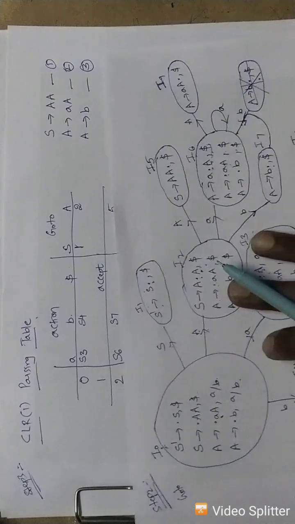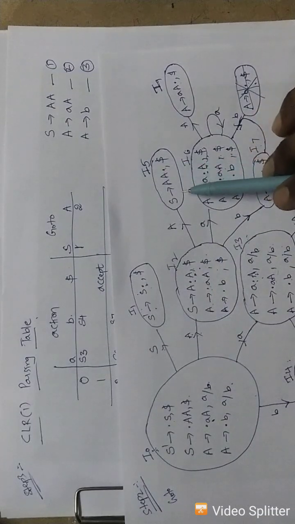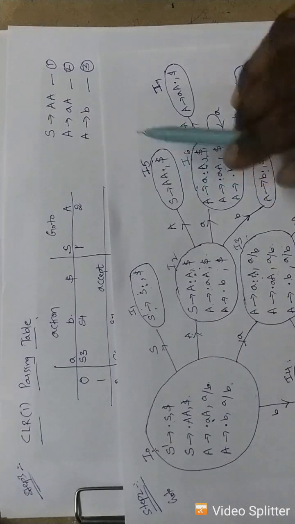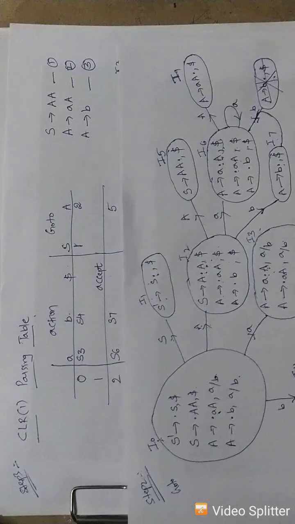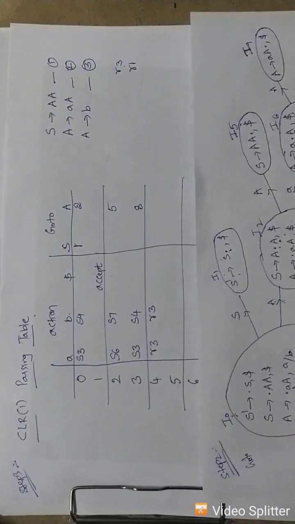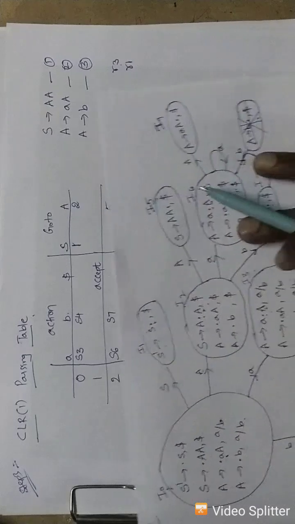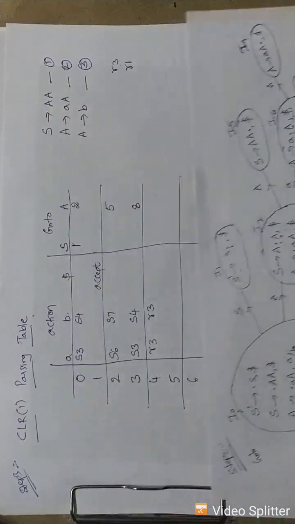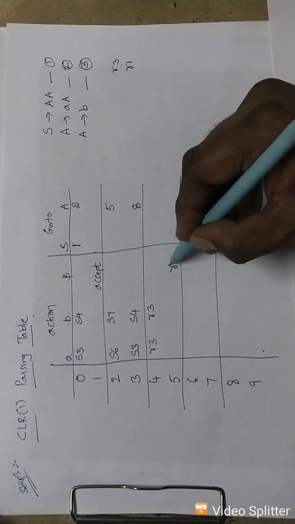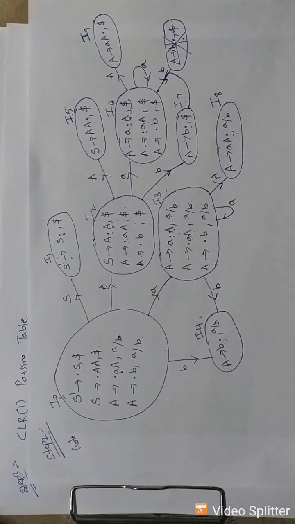Now coming to the fifth state, this is also a final item. S implies A dot, which is the first production, nothing but R1. So where should I write this R1? I should write only under the look ahead symbol of this state. What is the look ahead symbol of this state? Dollar, right? So write this R1 only under the look ahead symbol of state 5.